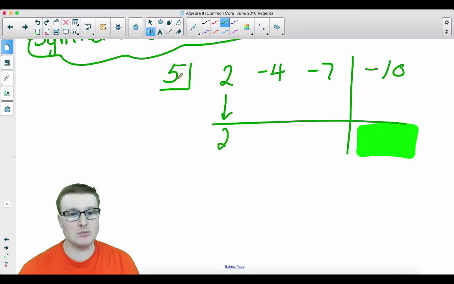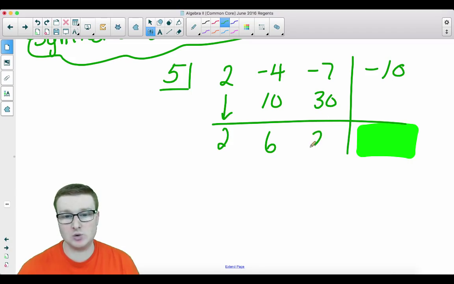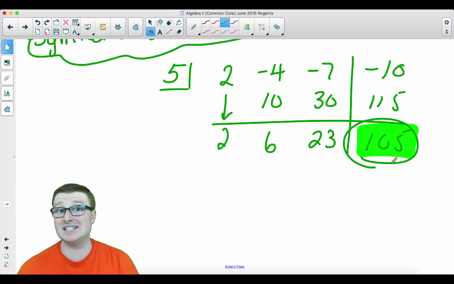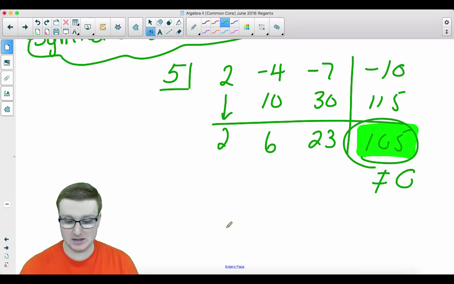Bring down that 2, start multiplying. 5 times 2 is 10. 10 plus negative 4 is 6. 6 times 5 is 30. 30 plus negative 7 is 23. 23 times 5 is 115, and 115 plus 5... 115 minus 10 is 105. Clearly, that is not a remainder of 0, so it does not equal 0.